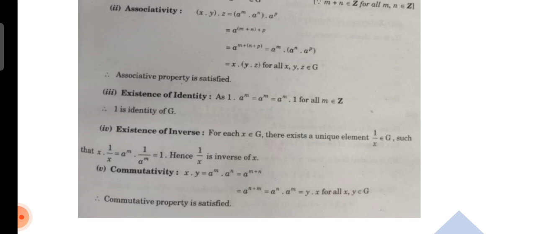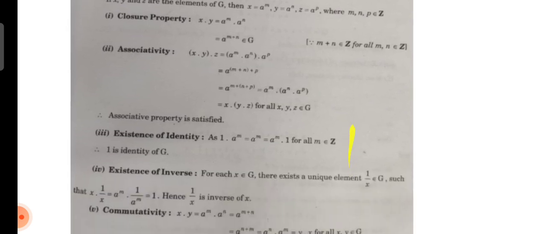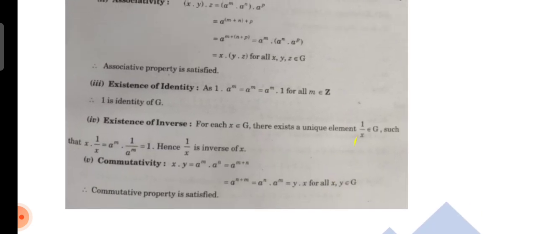Last property is commutative. If we multiply x into y, we get a^(m+n), which can also be written easily as a^(n+m). So we get y into x. So the commutative property is also satisfied. So here all the five properties are satisfied. So we get that our set G, which is the integral powers of a fixed non-zero real number, forms an abelian group, or since it's infinite, we can say it forms an infinite abelian group.